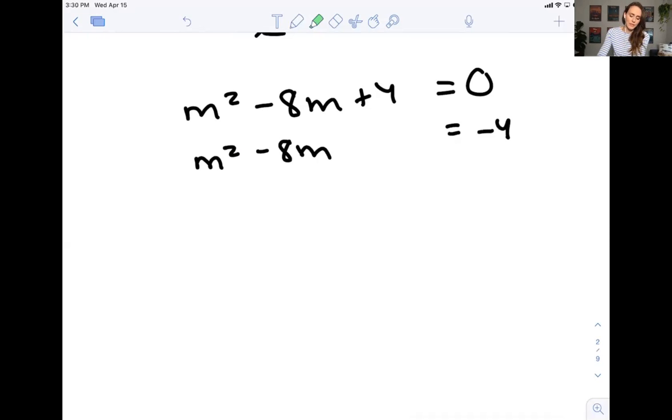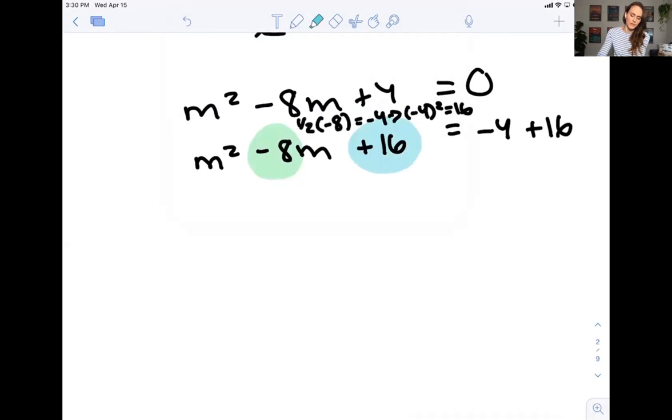And then I'm going to complete the square. So I'm going to take half of the middle term and square it. So half of -8 is -4. And -4 squared is going to be 16. So I'm going to add 16 here, and I'm going to add 16 here. I'm going to just make it in blue. So that's the part where I actually completed the square.